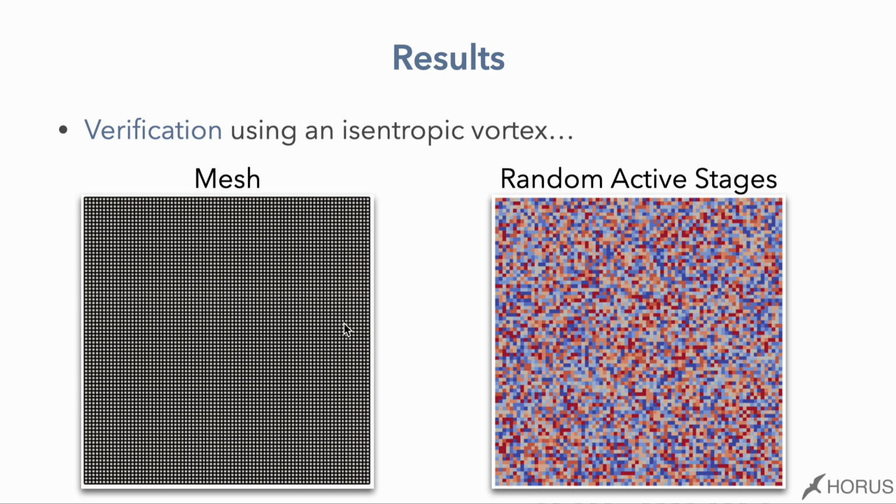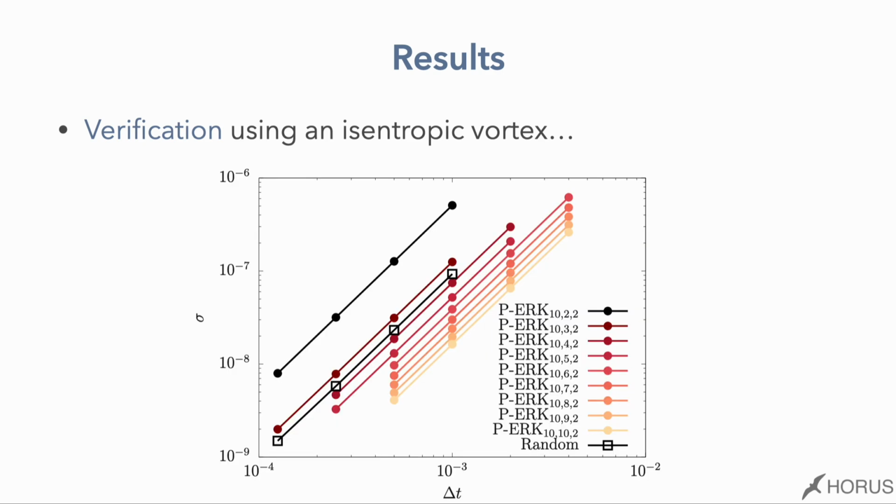It's got periodic boundaries. So this vortex is going to start here in the middle and travel out the top and come back in the bottom. And what I've done is randomly distribute the active stages. So we've got 10 total stages, but randomly distributed between 2 and 10 active stages. And that's what the color is showing here, that we just randomly picked how many active stages we're going to put in each location.